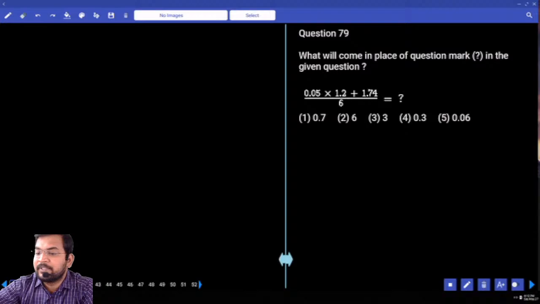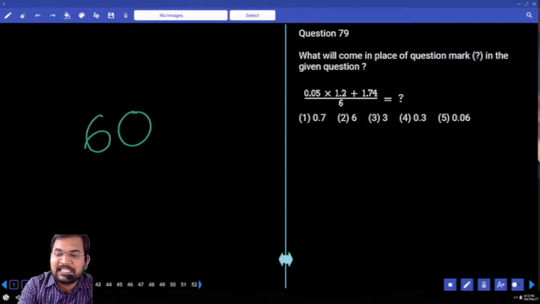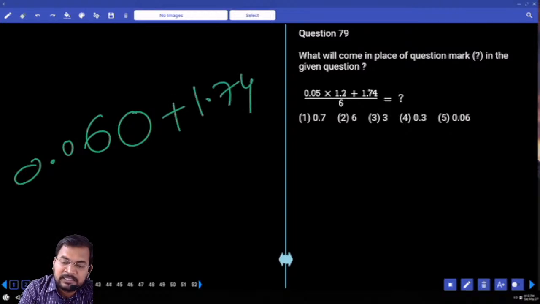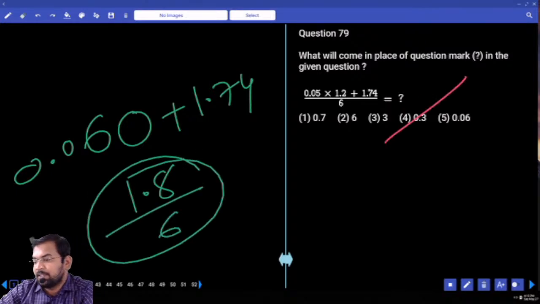Are you ready? Forget about decimals. First, 5 into 12 is 60, but 3 decimals are there, therefore 0.06. 0.06 plus 1.74. 0.06 plus 1.74 is nothing but 1.8. 1.8 by 6, your answer is 0.3. Are you clear or not?